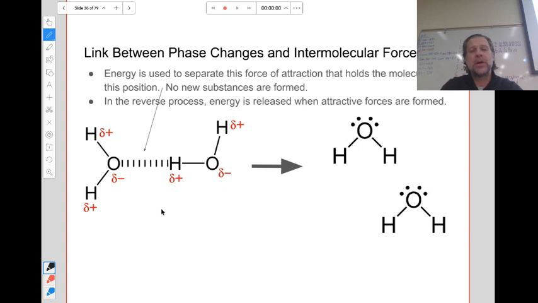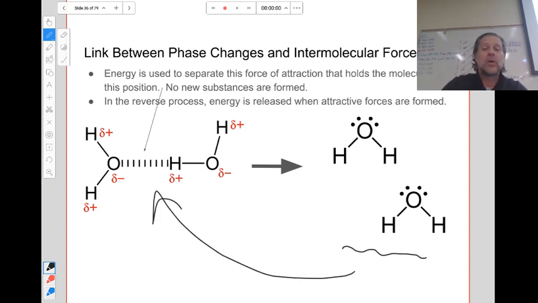The reverse process is also true. If we want to take two objects and stick them back together, like in this case we have two water molecules that appear to be gaseous because they're not near enough to be attracted to one another, then they're gas particles. If we take those gas particles and make them become liquid water particles, like over here, energy is released. So we add energy to break forces of attraction, and we release energy to create forces of attraction.